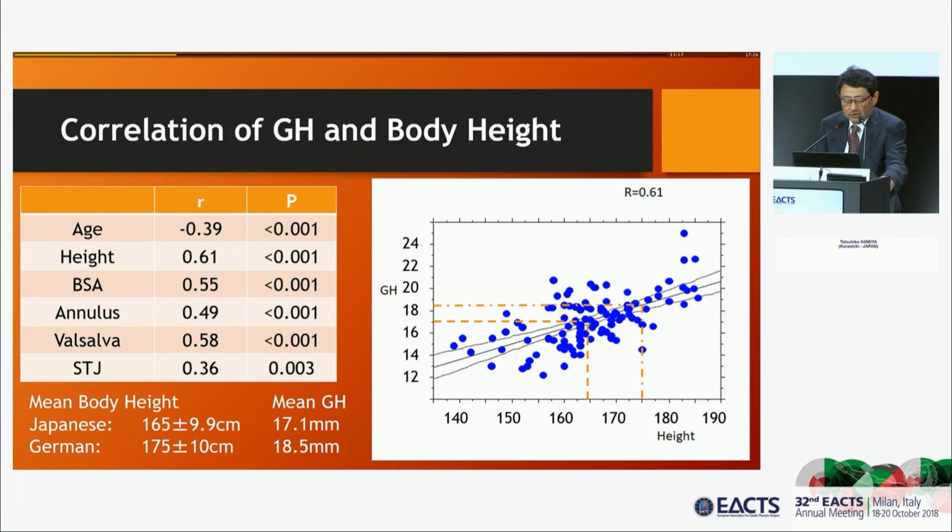There is a strong correlation between geometric height and body height. So consider the Japanese mean body height was 165 centimeters, on the contrary German 175 centimeters. So there is a 1.4 millimeter difference regarding mean geometric height.